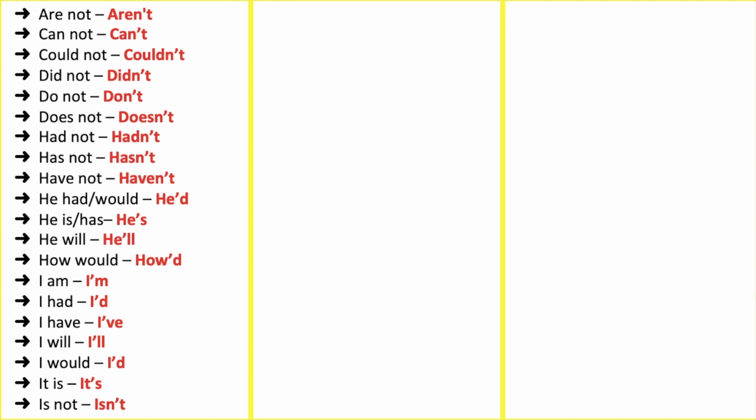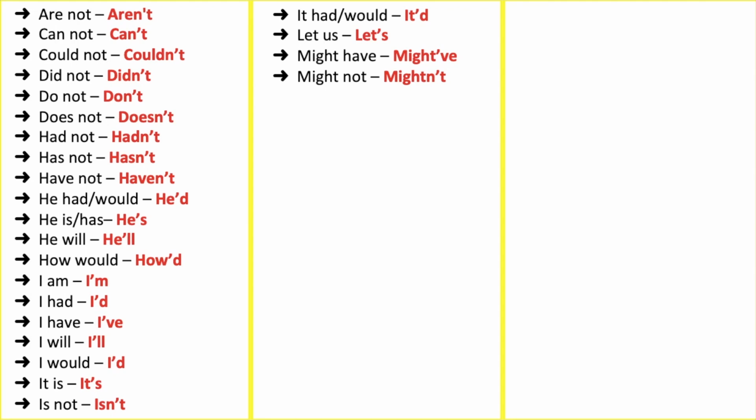Is not, isn't. It had or it would, it'd. Let us, let's. Might have, might've. Might not, mightn't. Must not, mustn't. Need not, needn't. Shall not, shan't.